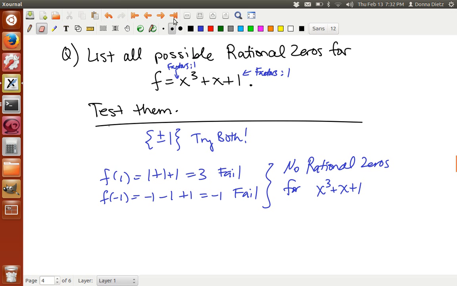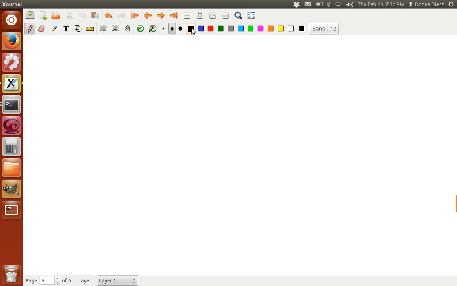Okay, next one. This is supposed to be for you to try, so after I set the problem up, I want you to pause and try. Okay, actually find rational zeros, meaning all rational zeros. Okay, I think it's all actually going to be rational. Let me peek ahead. Yeah, all the roots are rational. So find the rational zeros of this guy.